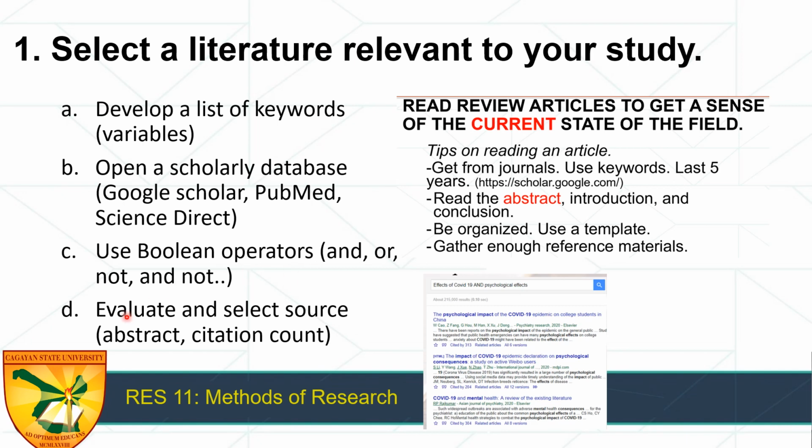Then last is to evaluate and select source. So remember that when you evaluate this, you will just read the abstract. You've learned that from your Unit 2. And you look if the source is reliable and valid by looking at the citation count. So you can see the citation count when you go to your Google Scholar. You can see that it's cited by how many other authors.